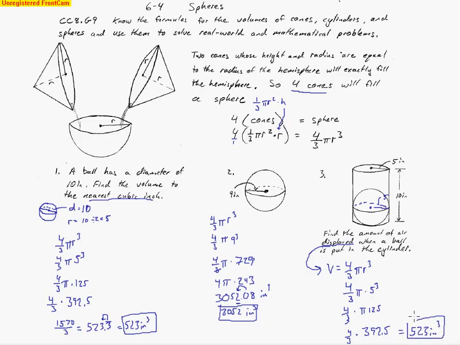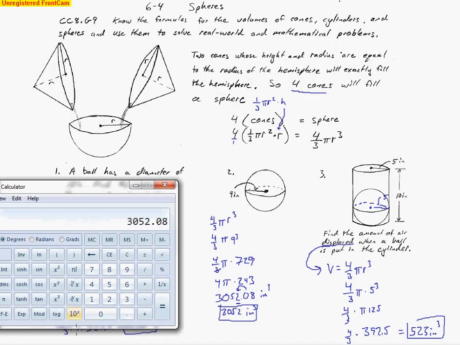So again, when we are finding the displaced air or displaced water, whatever the liquid or fluid or gas is inside the cylinder when the ball is dropped in there, that's what we end up doing, just finding the volume of that sphere. So let's take a look at the next problem.